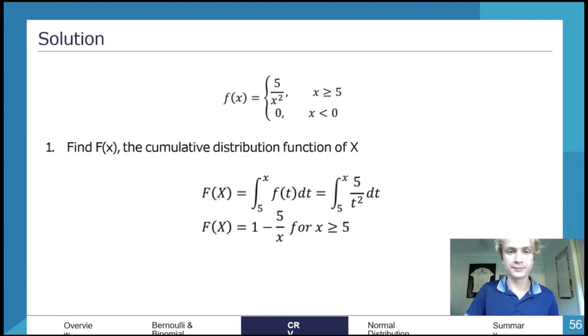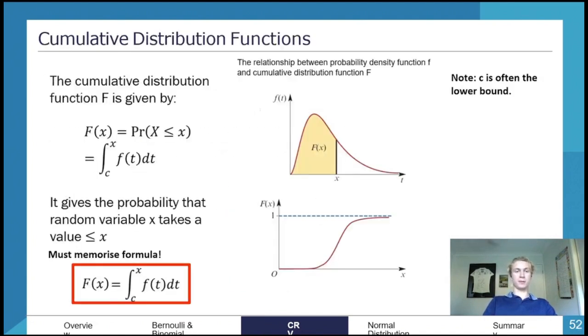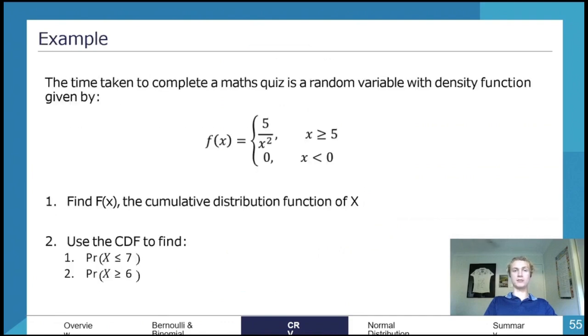So, working this out. We're given that f of x above. To find F of x, you'll remember the formula you're supposed to memorize: we integrate between the bounds of c to x. We have to let the original variable be t. So we replace the x in that f of x equation with t, making 5 over x squared become 5 over t squared. And then we sub x in as a variable in that integral.